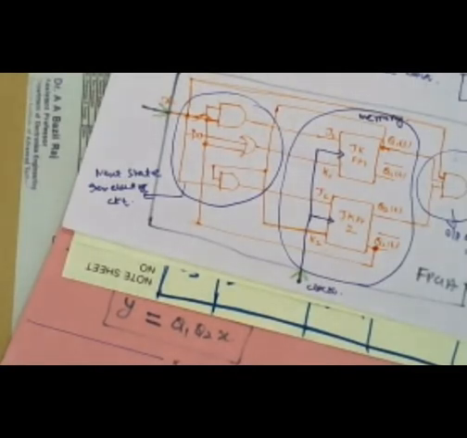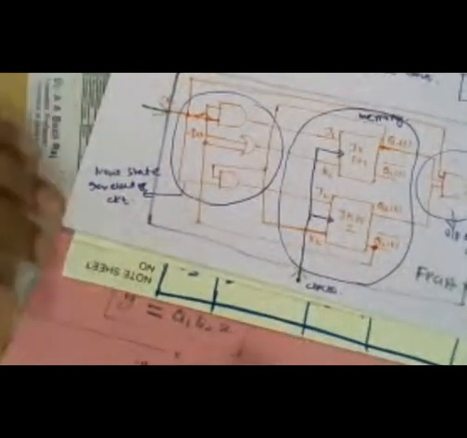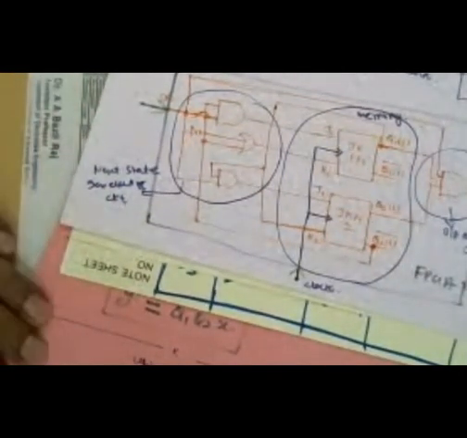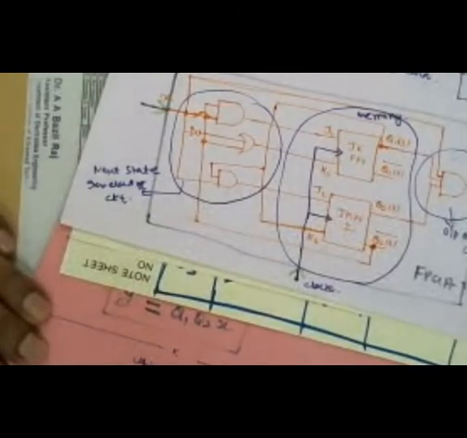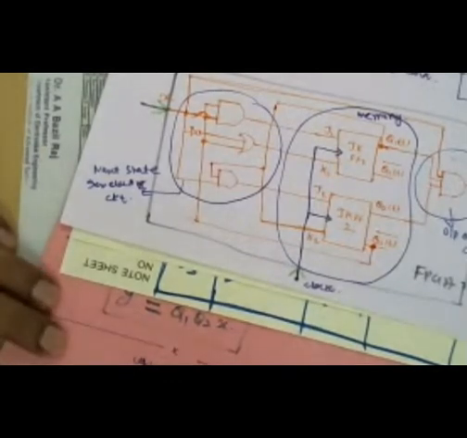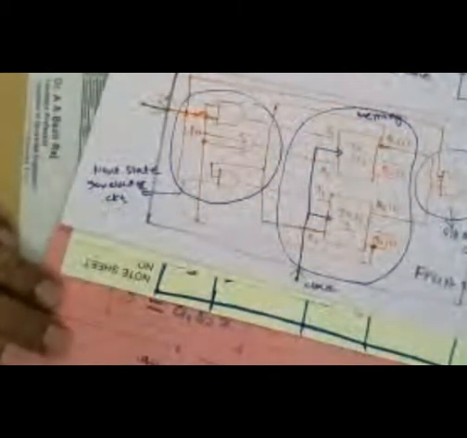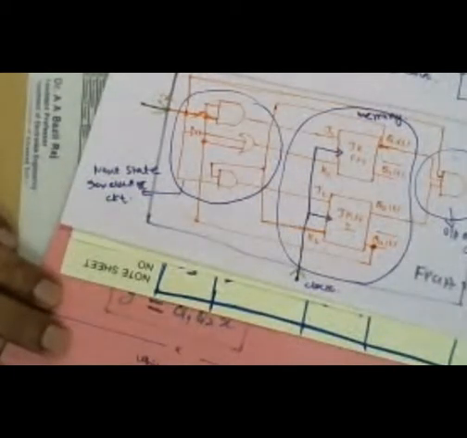Sir, T1 is X XOR Q2 bar, plus Q1 X bar. T2 is Q1 X plus Q2 Q1.